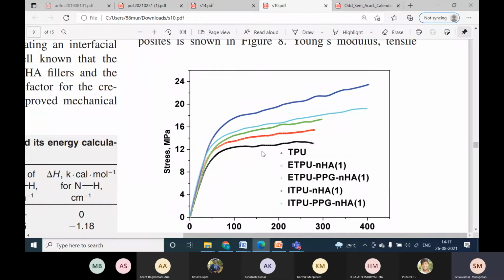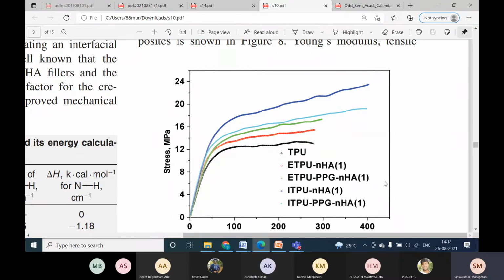You can see here the pure TPU, of course, has very low tensile strength as well as elongation. But in the case of the composite, the moment they add the filler, you can see the improvement in the mechanical properties, like tensile strength, and the elongation was also increasing. But the thing is that the in situ prepared composites, of course, have pretty high strength compared to the ex situ ones as well as the pure polyurethane. But yeah, the in situ prepared PPG modified filler reinforced composite is showing very low strength, but the unmodified one is giving better mechanical properties.